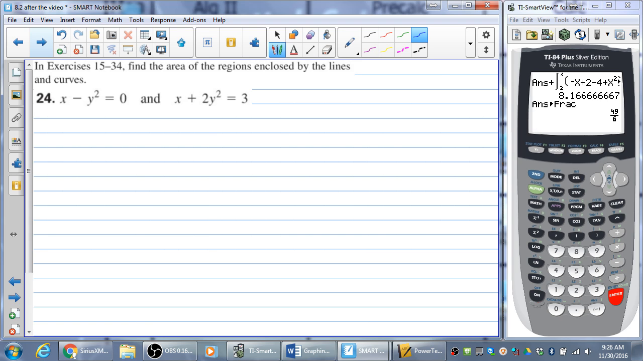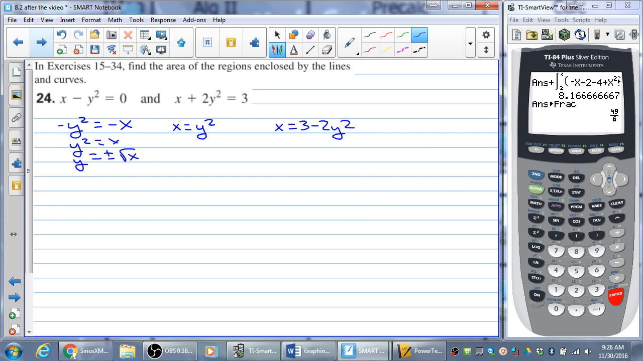x minus y squared, if we're to solve for y, it's kind of a mess. Because now I'd have to integrate both plus and minus the square root of x. I don't want to do that, because there's a much easier way. Let's solve for x. So x equals y squared, x equals 3 minus 2y squared.